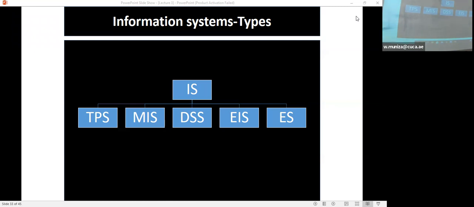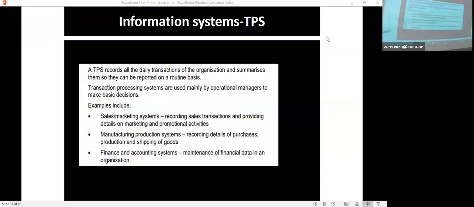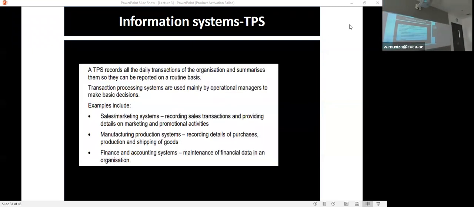Transaction processing systems, management information systems, decision support systems, executive information systems, and expert systems. So these systems we have present in the organization. Let's have a look at all these systems one by one.